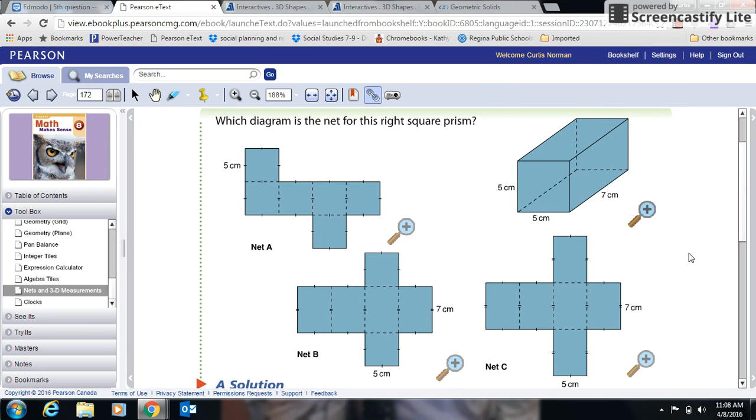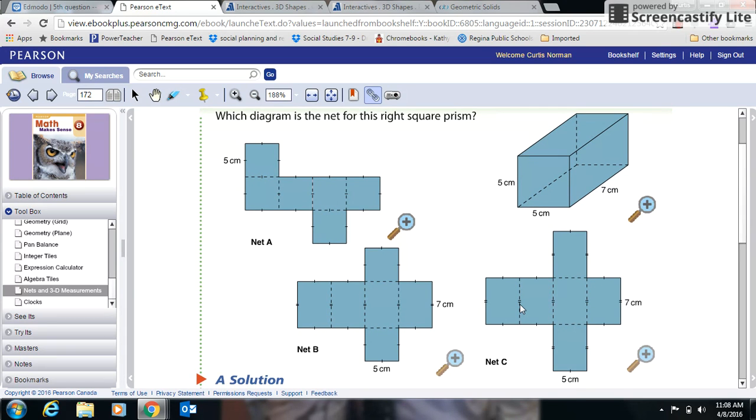Sorry. All right. Welcome back, grade 8s. I had a pause there. So look at this question. It says, which diagram is a net for this right square prism? I give you 3 examples here. Here's A, B, and C. Only one of these is the correct answer.